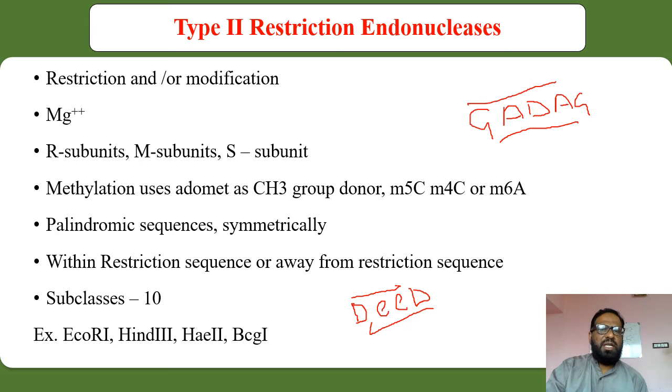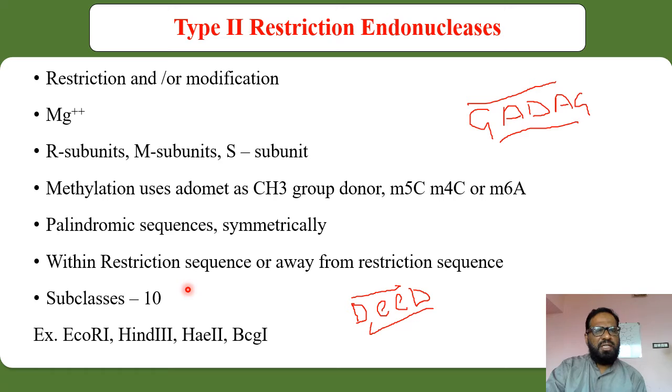And whatever restriction endonucleases there are, type 2 restriction endonucleases will always identify palindromic sequences, and that's why they are very, very specific as compared to the rest. Why do we use the type 2 restriction endonuclease? The answer is that these are the enzymes which have the ability to identify palindromic sequences, and that's why it is much more efficient as compared to the rest.